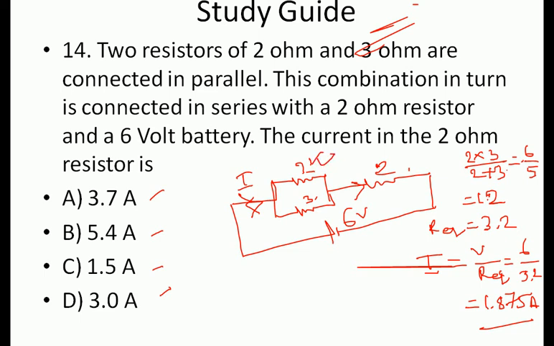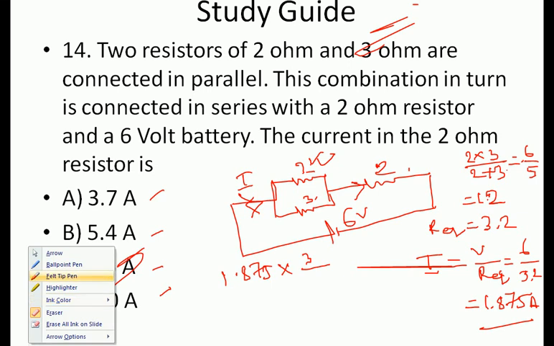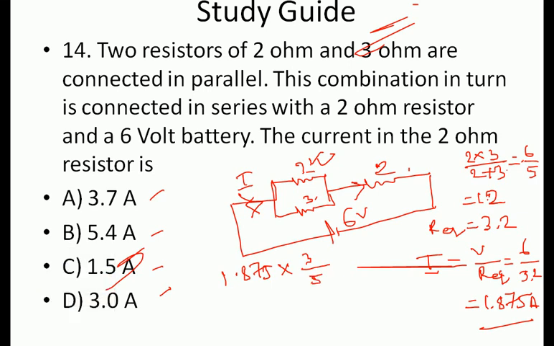For this 2 ohm the current will be 1.875 multiplied by the opposite side resistance divided by the total resistance 5. I have applied the current division rule here. The current division rule tells us the opposite side resistance by total resistance. Now 1.875 multiplied by 3 divided by 5.